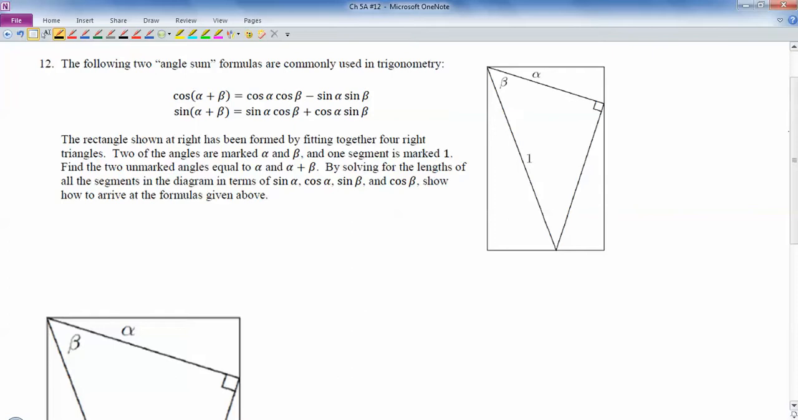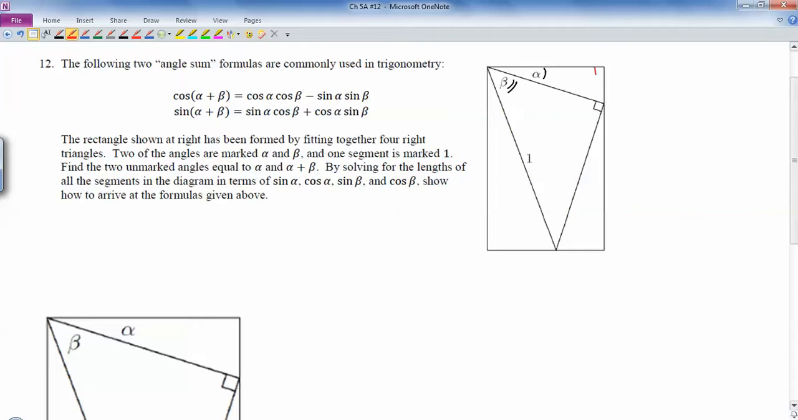a rectangle. And notice this angle here is alpha, this one's beta. And then there's this length that's marked 1. And there are two unmarked angles. One of them is alpha and one of them is alpha plus beta. So one of the goals is to figure out where those are. So let's just try to fill in some of these angles.